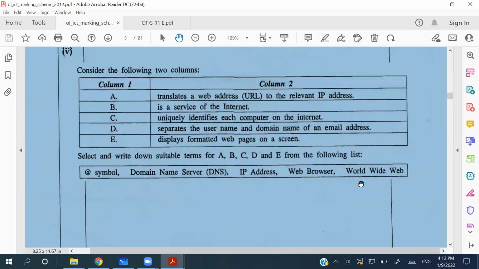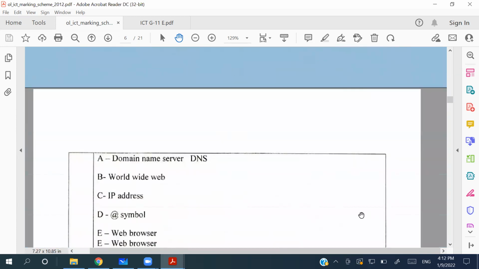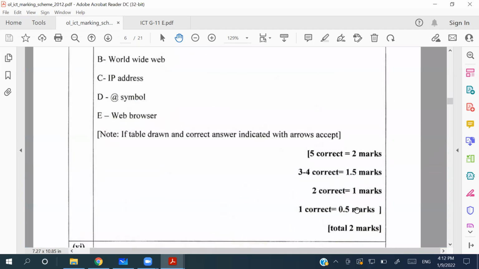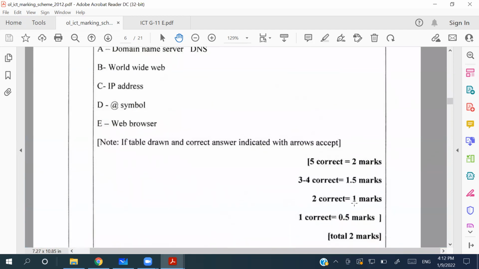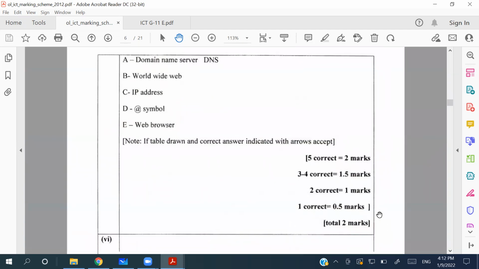Right. So the marks, how they have given here. Yes, it's like this. If all 5 are correct, 2 marks. 3 to 4 things are correct, 1.5 marks. 2 are correct, 1 mark. Only 1 is correct, 0.5 marks. That's how it happens. Right, so mark it accordingly, people. Moving to the 6th one.